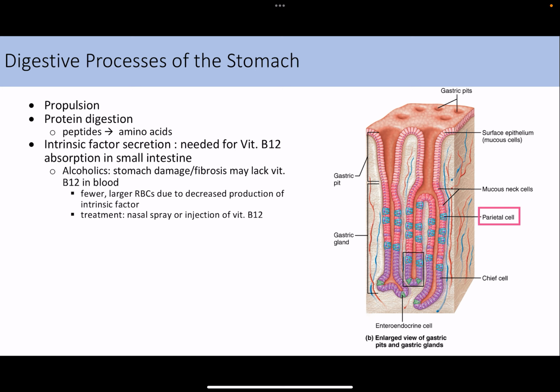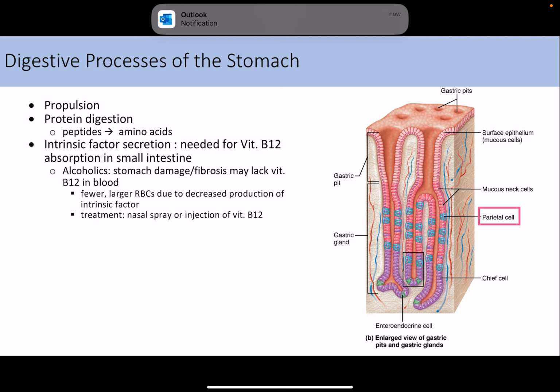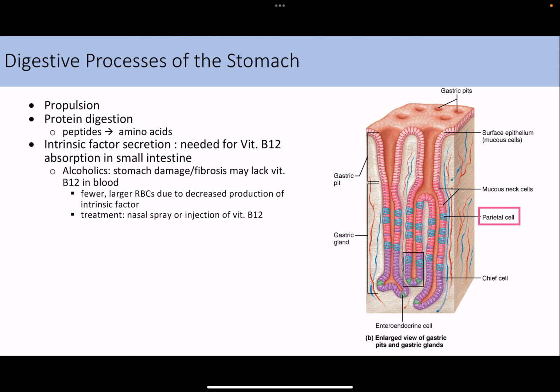With alcoholics, they have a lot of stomach damage and fibrosis, so they don't make as much intrinsic factor as somebody who does not have fibrosis in their stomach. And so what ends up happening with those people who don't have enough intrinsic factor and therefore are not absorbing enough B12, they have fewer, larger red blood cells due to the decreased production of that intrinsic factor, and they end up with essentially immature red blood cells. Does anybody remember the type of anemia that causes? Pernicious anemia. The treatment for that is either a nasal spray or an injection of vitamin B12 if they can't absorb it themselves.